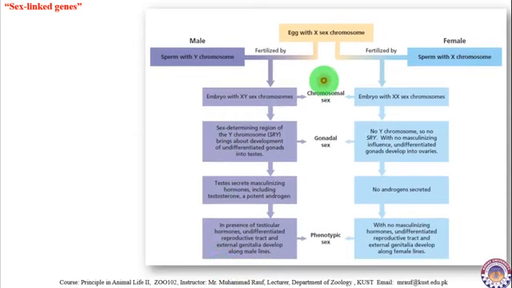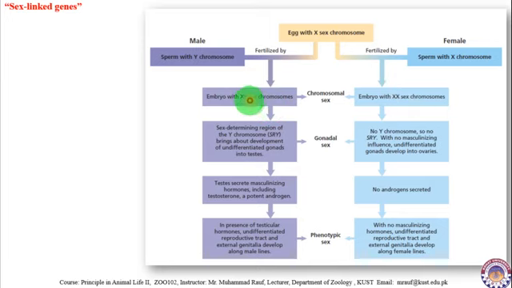So this is an egg with X sex chromosome. If it is fertilized with an X carrying sperm, the result will be a female. If it is fertilized by a Y carrying sperm, the result will be a male. So let's suppose this X and Y fuse, it is XY. The genetic sex of the embryo is XY.